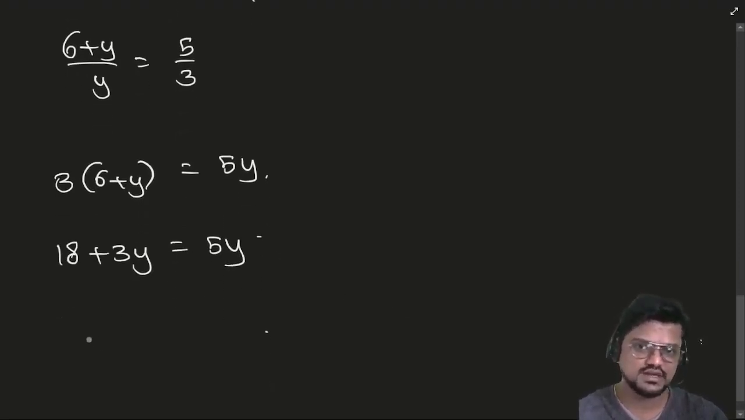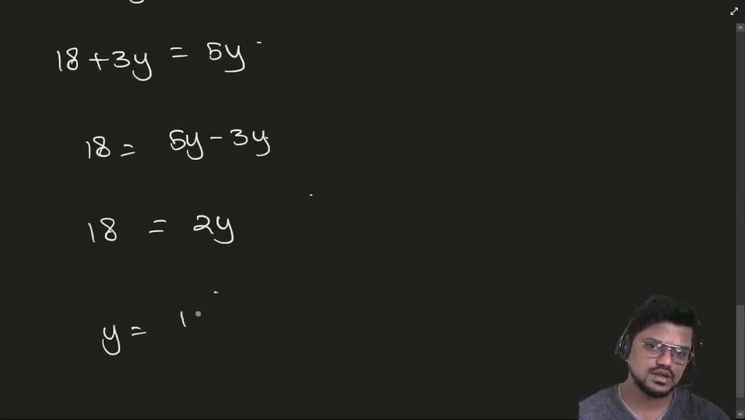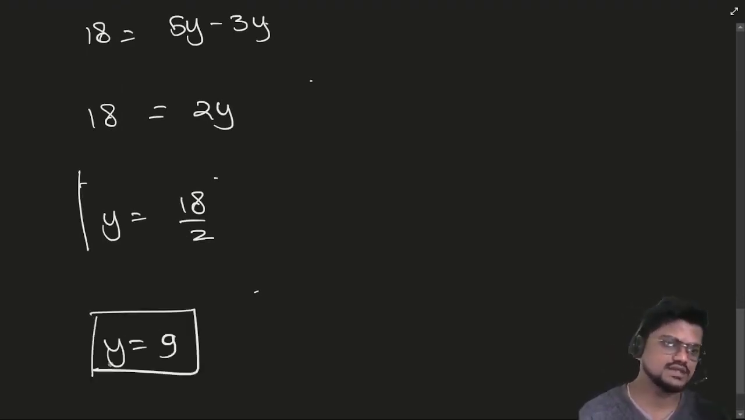3y goes on that side. 18 will be equal to 5y minus 3y. 5y minus 3y is 2y, equals 18. So y equals 18 upon 2. So what will be your answer? 9. I got the value of y as 9.